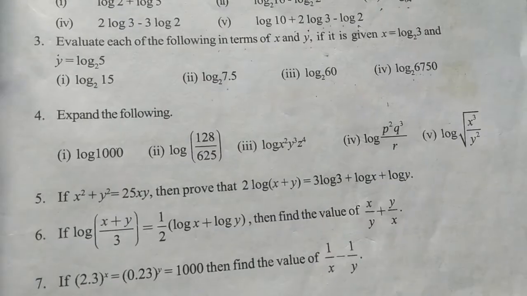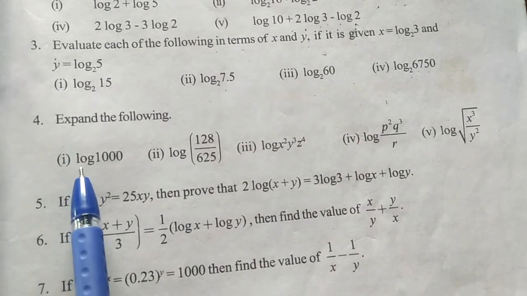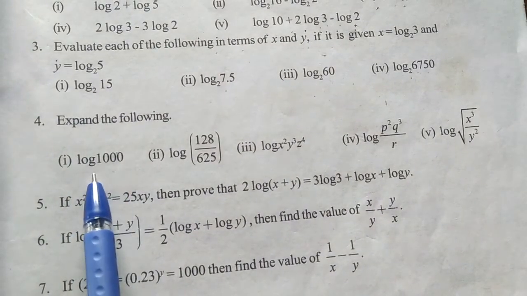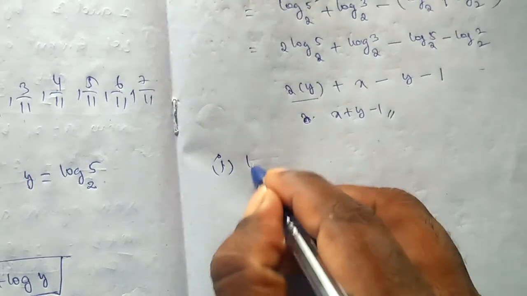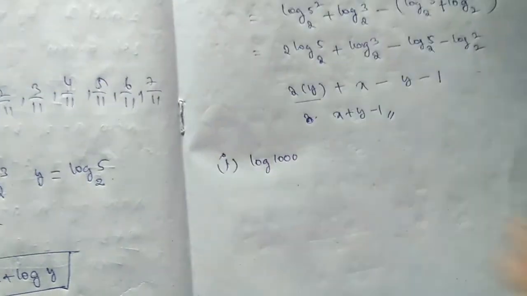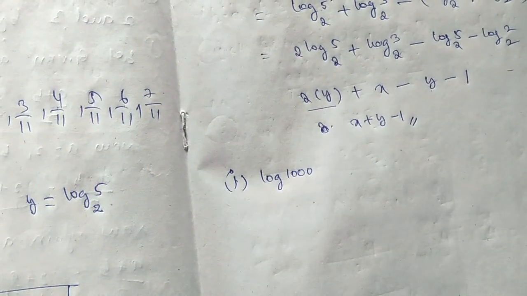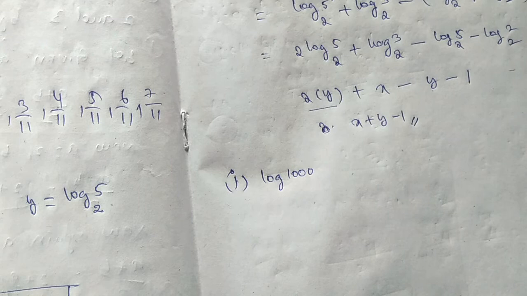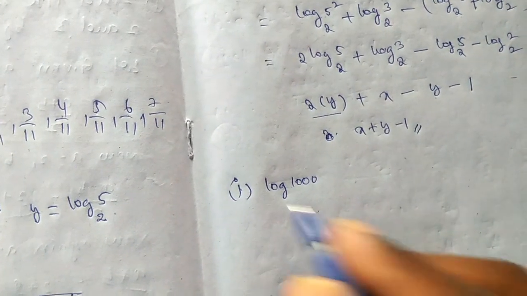Now I am going to teach you the fourth problem, fourth bit, log 1000. We have to expand it. Log 1000. It does not give any base. So if it does not give any base, what is the base? Already I told you. Yes, you are correct. The base is 10 here, so no need to write it here.